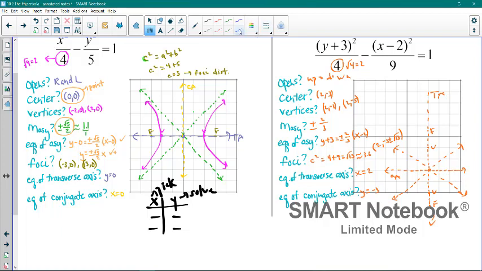I will sketch in my hyperbola passing through the vertices, heading out towards my asymptotes. And if I wanted more points, I certainly could find them by plugging in x values and solving for y.